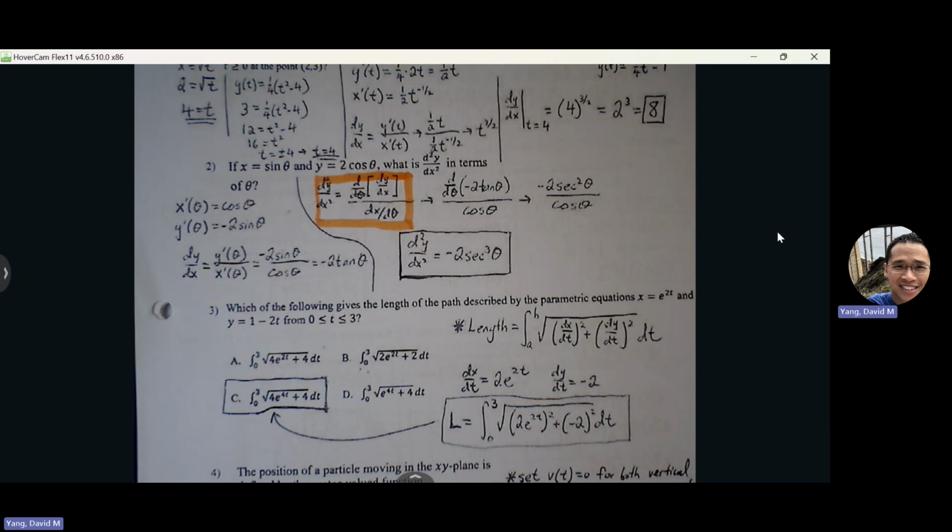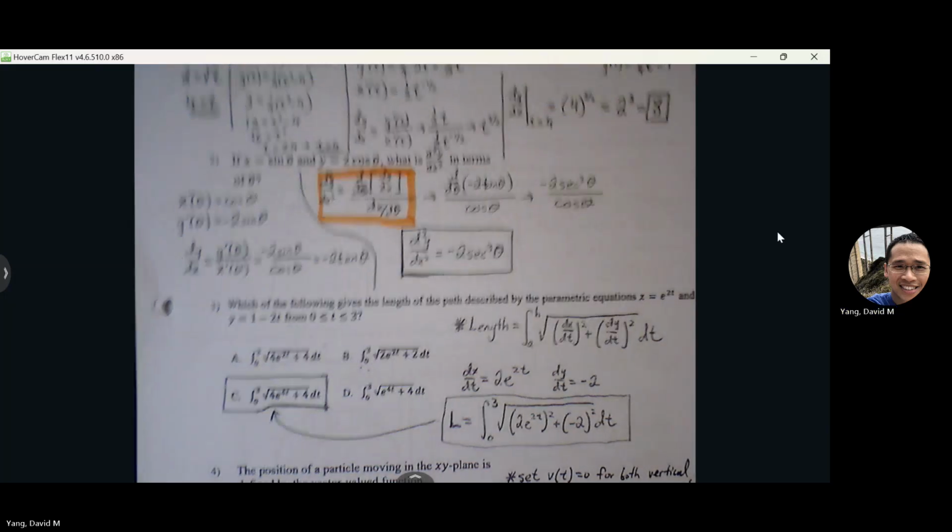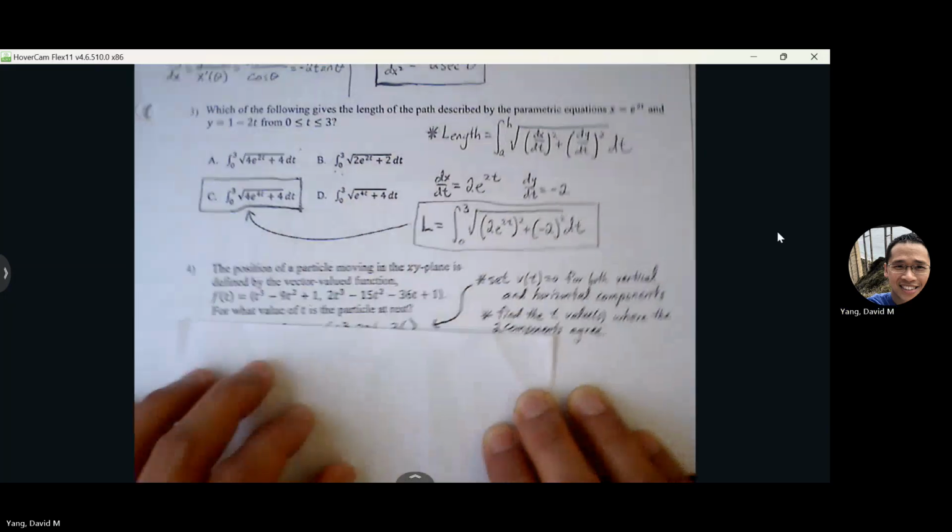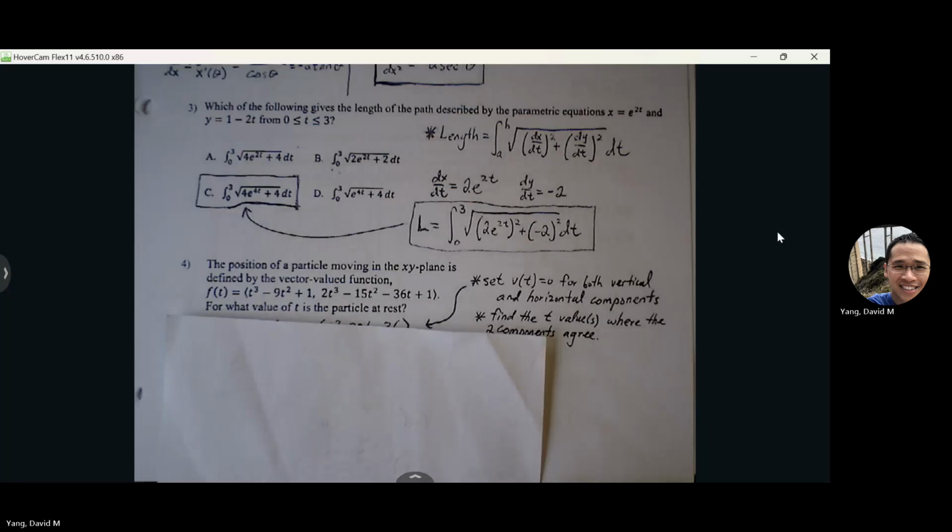So we're going to set both x prime and y prime equal to 0 and see when they're going to agree at a time when both velocity is 0. So it could be completely at rest. Okay, so set v of t equal to 0 for both your vertical and your horizontal components, both your x prime and your y prime.